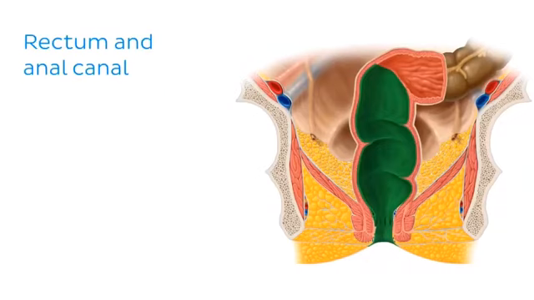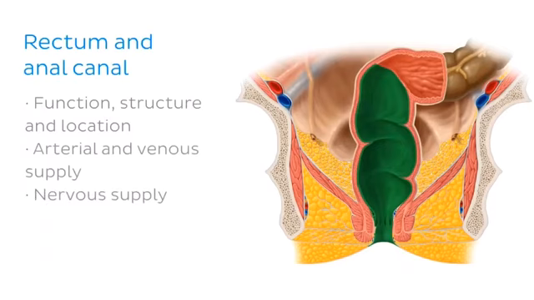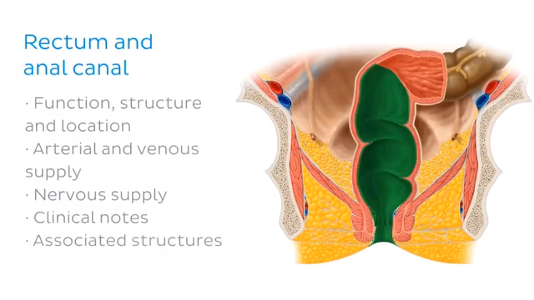There are quite a few structures to point out for each organ, so I'm just going to go through the structure of our tutorial for today. And of course, we're going to begin with the rectum and anal canal's function, structure, and location, followed by their arterial and venous supply, as well as their nervous supply. And of course, after that, we'll discuss the clinical notes before talking about the associated structures that you can see on this image of the rectum and the anus cut in coronal section. And of course, let's begin with the rectum.